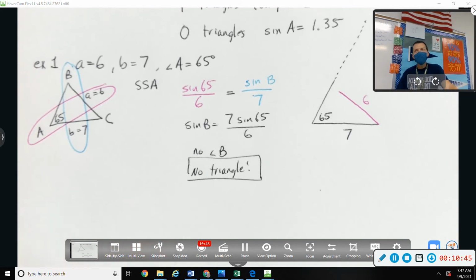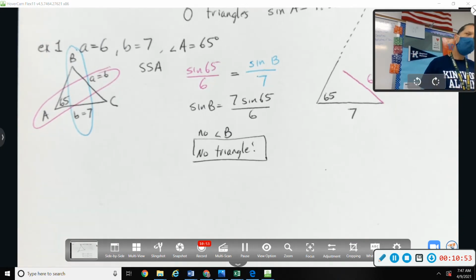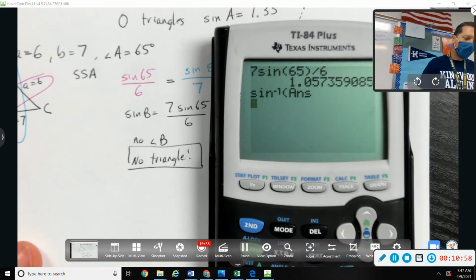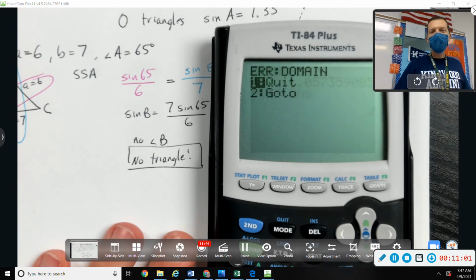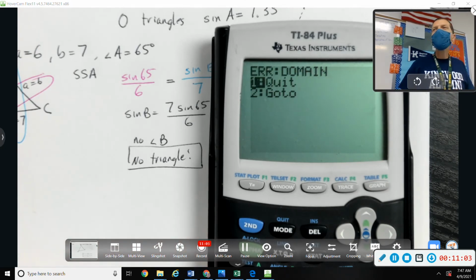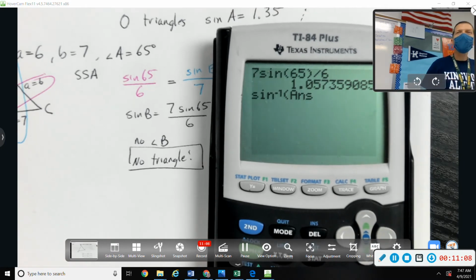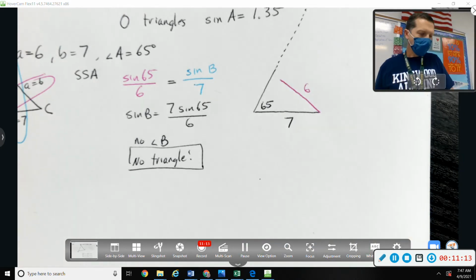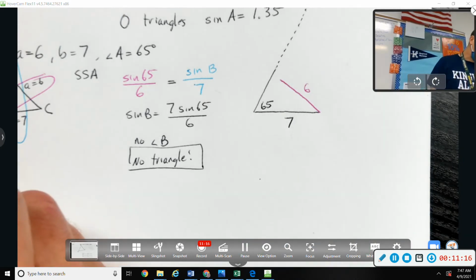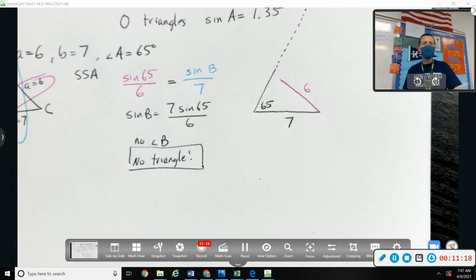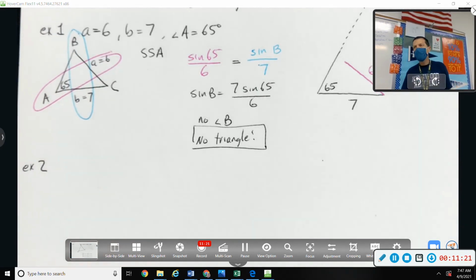Again, you don't have to know it ahead of time. You just start working the problem, and if something blows up, it's like, well, that didn't work. No triangles. Yeah, so how do you know? When you do inverse sine of something bigger than 1, it says error domain. So you need to know that that means that doesn't work. There is no angle that will work for that. So you're done with that problem. That's why we like that case, because the error happens early, and you're done. You move on to the next one.